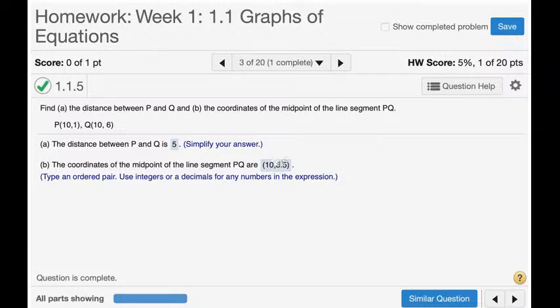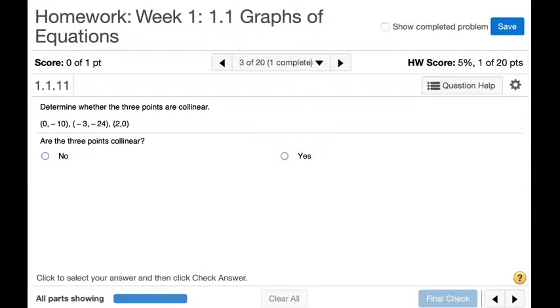Okay. 3 points are collinear. One of the techniques is find the equation of the line through 2 points and then confirm that the third point is on the line. That's one technique, and that's more than enough. So let me take some notes. We're working on question number 3. This comes from 1-1-11. I'm going to put collinear, question mark. And then we got (0, -10), (-3, -24), and (2, 0).